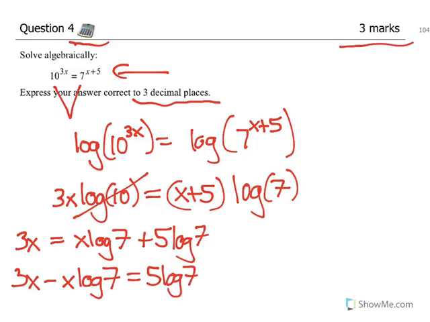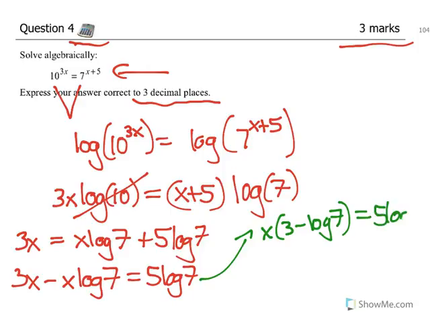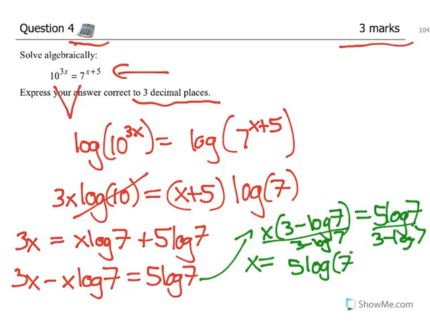The reason we do that, I'll write it up here in green, is so we can now factor out an x, and we're left with 3 minus log 7 on the left side equals 5 log 7. And x, last step is to divide by the bracket. And we get x equals 5 log 7 over 3 minus log 7.